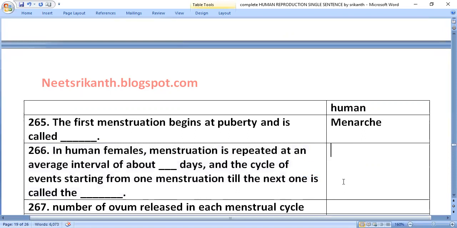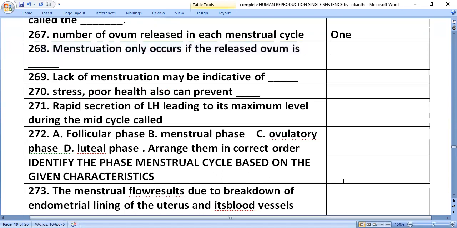In human females, menstruation is repeated at an average interval of about 28 or 29 days. The cycle of events starting from one menstruation till the next one is called the menstrual cycle. Number of ovum released in each menstrual cycle: 1. Menstruation only occurs if the released ovum is not fertilized.